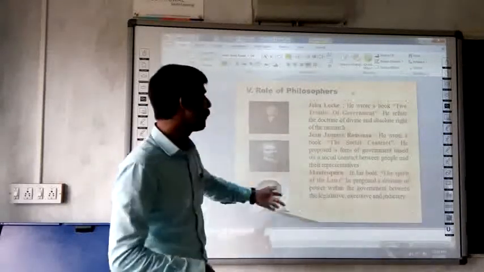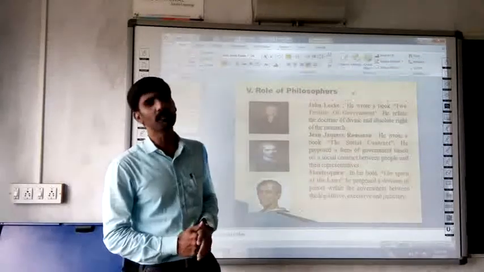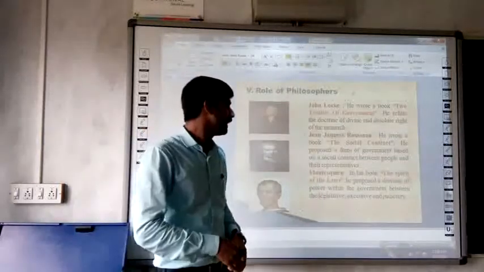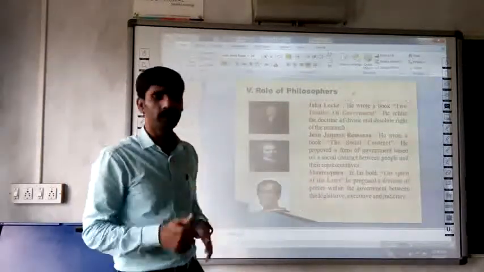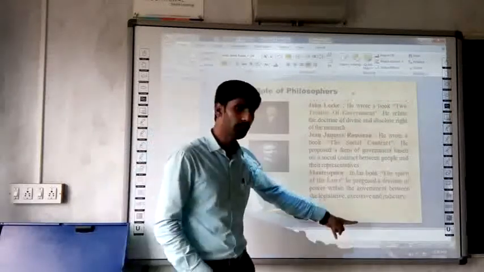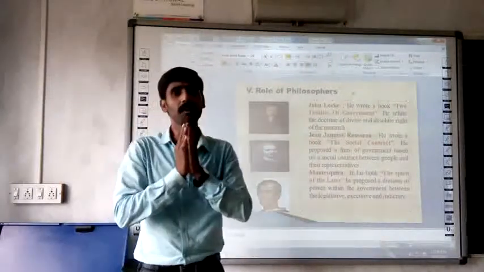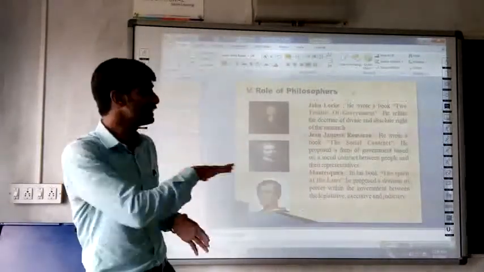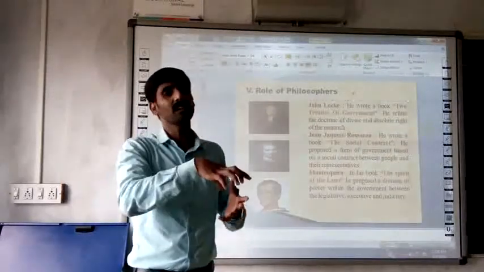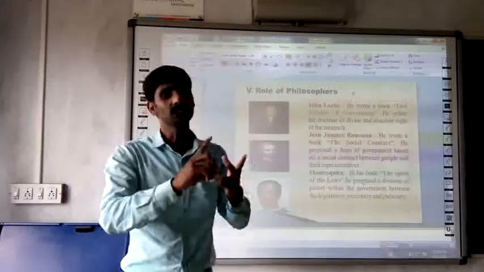Next one, Montesquieu. Montesquieu wrote the book The Spirit of Law. In his book, he proposed a division of power within the government between legislative, executive and judiciary. It means the present, modern type of government, where power is shared within the government between legislative, executive and judiciary.